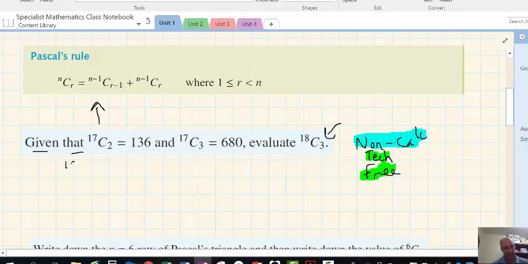And so 18C3 can be attained if we know Pascal's rule. Because if we look at, do we have an n minus 1 C r minus 1, and we do, don't we, because if n is 18 and r is 3, 17C2 fits that. So it would be 17C2 plus 17C3, because that's n minus 1 C r, which we have values for, and that's 136 plus 680.